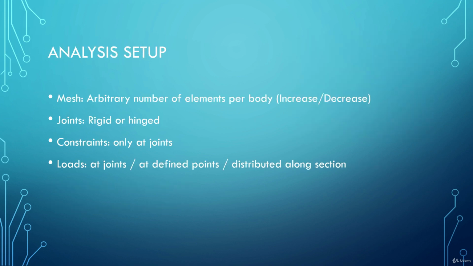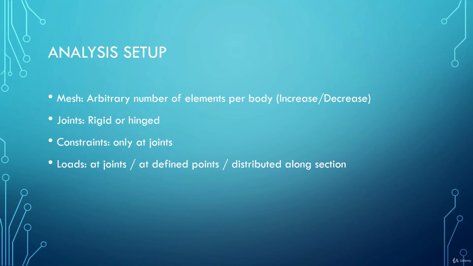Now let's talk about analysis setup. When we create a mesh, we can have an arbitrary number of elements per body, and we can increase or decrease those numbers of elements, while with truss elements, we had only one element per body. As well, joints can be rigid or hinged, while with truss elements, we only have rigid joints.